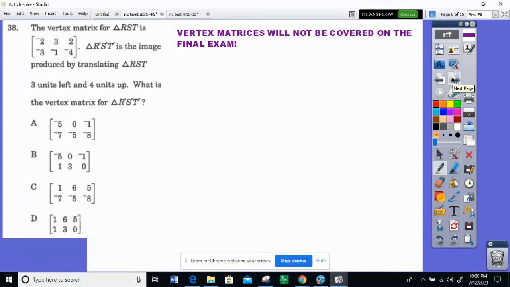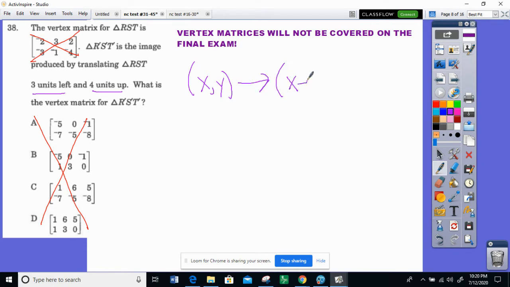Number 38 is about a vertex matrix. We're not going to worry about that. So we're not going to worry about these answer choices. This is a reminder, though, that if you translate 3 units left and 4 units up, and you want to show that with transformation notation, that would be x, y changes to x minus 3, comma, y plus 4.